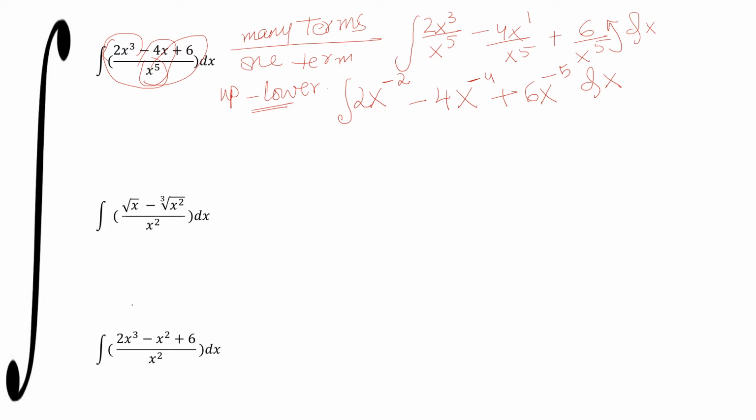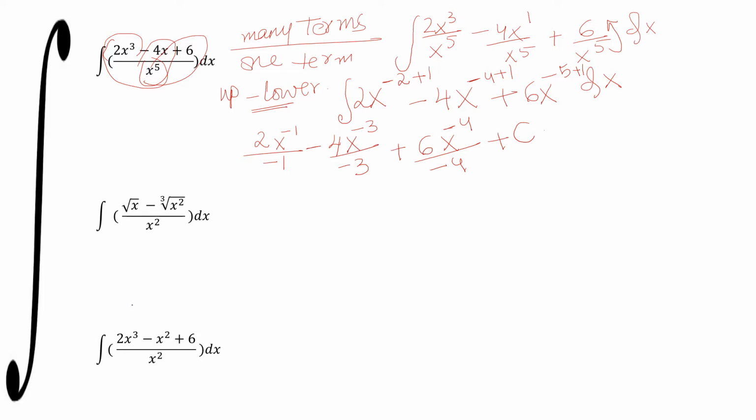So apply the power rule and add 1 to each and every power. Write the 2 as it is. x to the power negative 2 plus 1 gives you negative 1. Whatever you write in the power, you have to divide by the same number. Negative 4 x to the power negative 4 plus 1 gives you negative 3, and divide by negative 3, the same number, plus 6 x to the power negative 5 plus 1 gives you negative 4, and write the negative 4 in the denominator. Never ever forget to write the constant of integration.